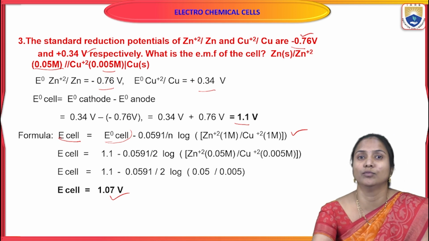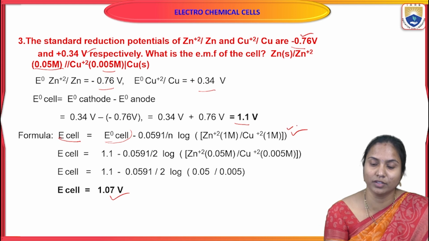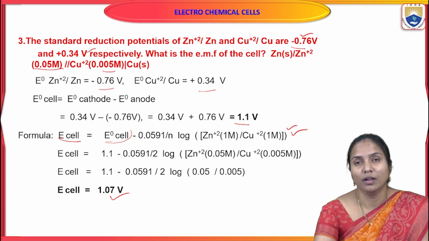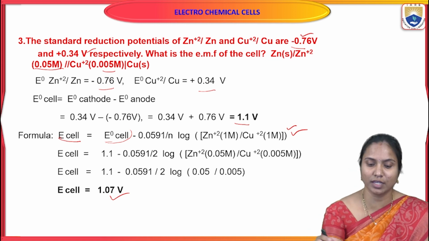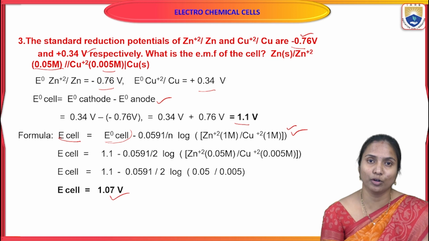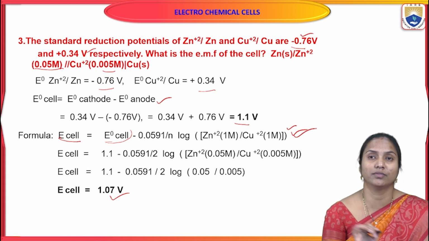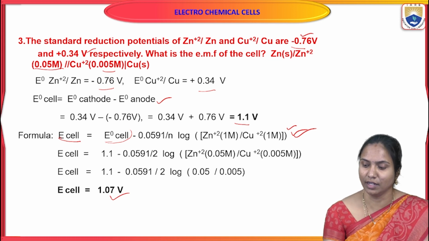This is another model of this galvanic cell. This formula is most important for numericals. So simply if they are giving only electrode potentials, in this case we use this formula. If in case they are giving electrode potentials and concentrations, in this case we use this formula. It's most useful for calculation of EMF of the cell.